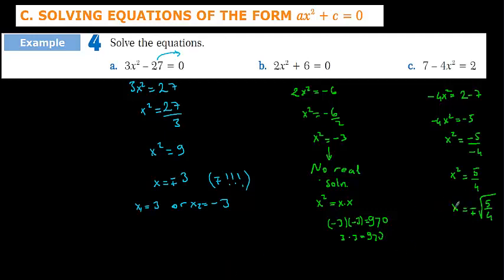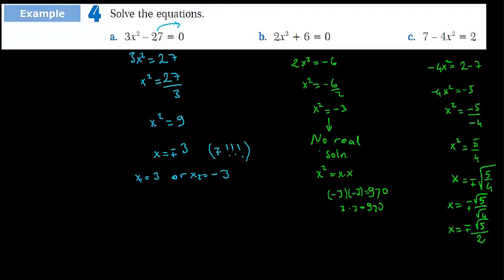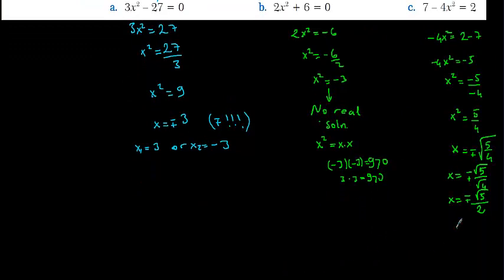x is equal to plus or minus root 5 over root 4. Then x is equal to plus or minus root 5 over 2. This means that here we can write like this also: x1 is equal to root 5 over 2, or x2 is equal to minus root 5 over 2. So there are two solutions for the quadratic equations.